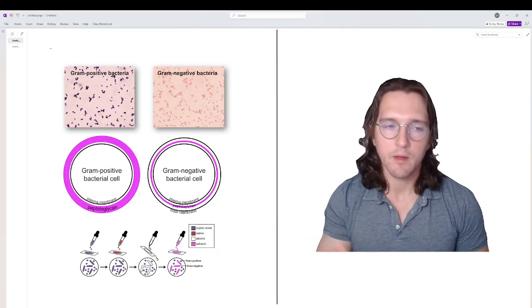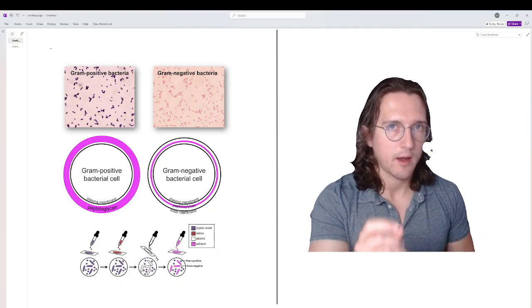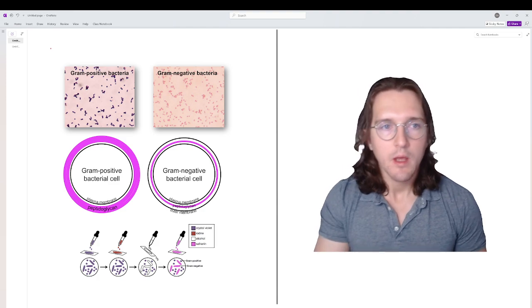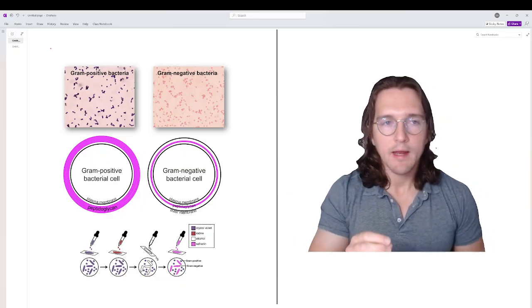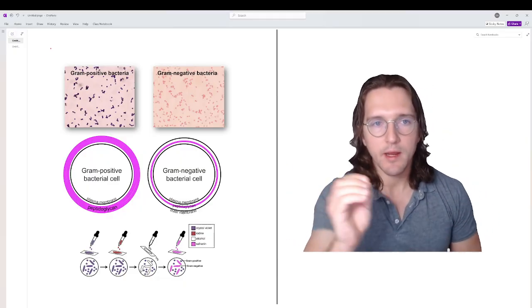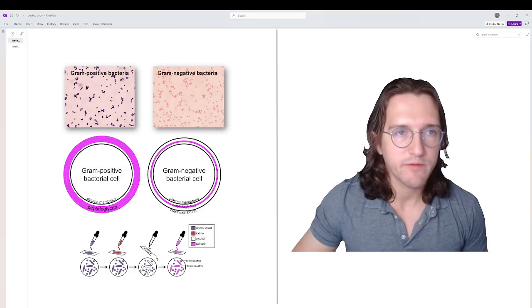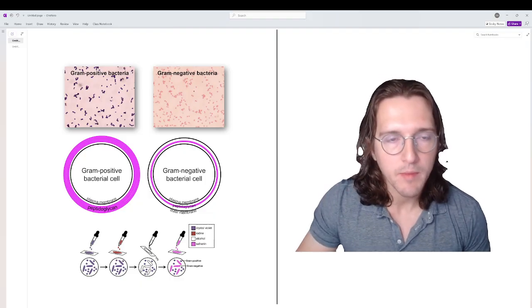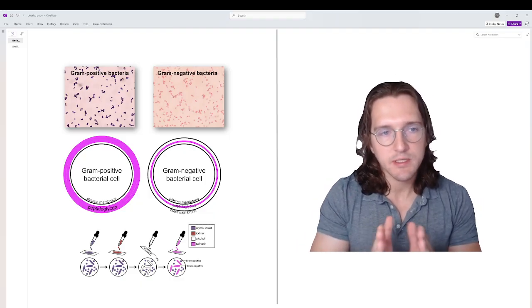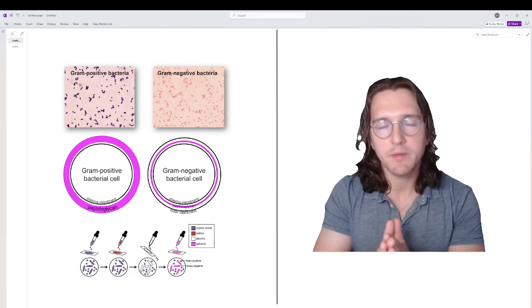It's called a peptidoglycan because it's actually a polymer of sugar and amino acids or peptides, okay? Now, as it turns out, when we do what's called a gram stain procedure, we can actually distinguish gram-positive and gram-negative bacteria by color, where the gram-positive bacteria, as you can see, will appear purple, and gram-negative bacteria will appear pink.